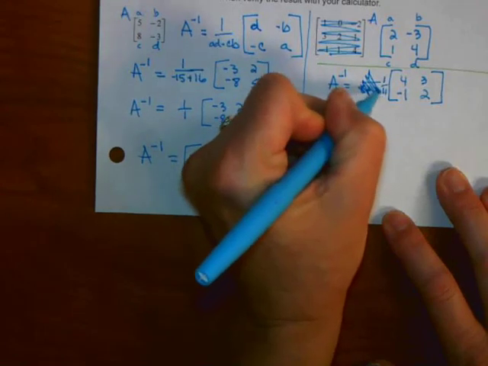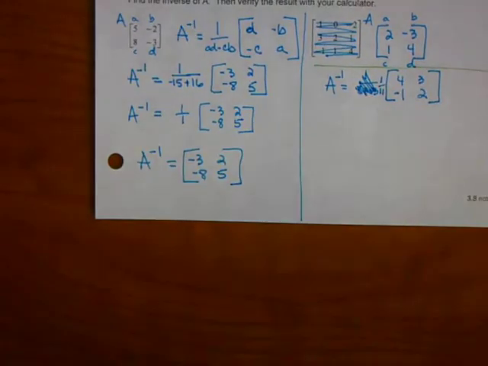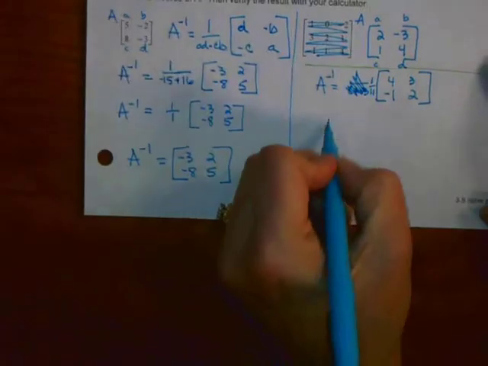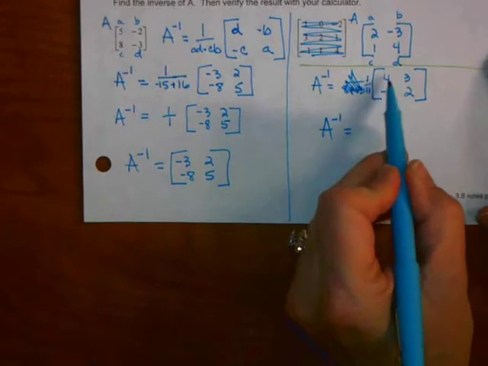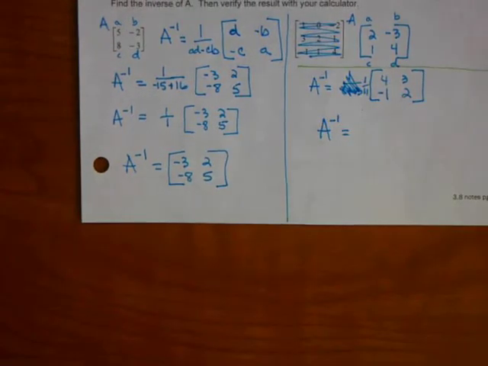I'm going to squeeze it in there. 1 over 11. So now what am I going to have to do to finish this? Multiply each element by 1 over 11. And then I'll have the inverse. So it looks like this. Do you know how to multiply by a number out here? You just multiply.